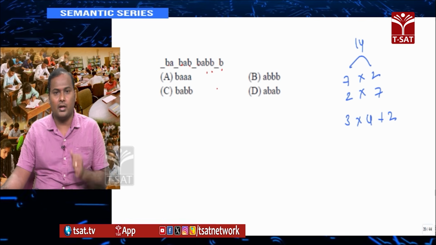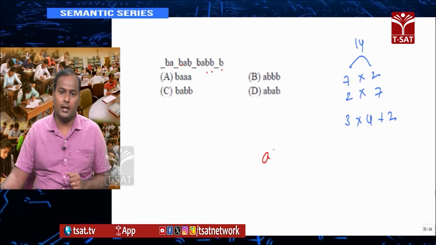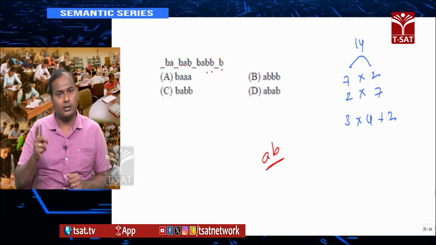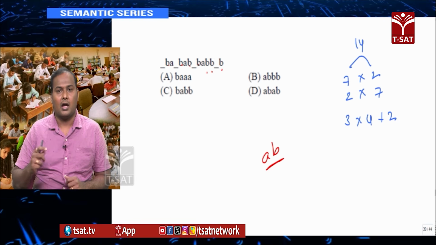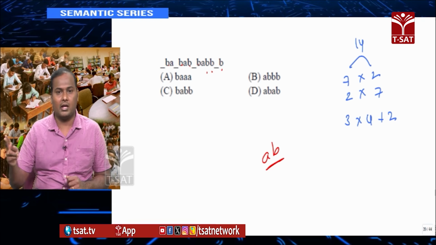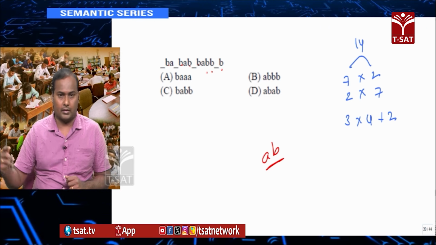Moreover, in this case, how many letters are there? Only 2 letters are there. What are those 2 letters? Only A and B. There is no C also. So the repetition will be in A and B only. So when the repetition is A and B only, I will try to fill with these 2 letters and find out whether I am getting any series or any repetition or any pattern.